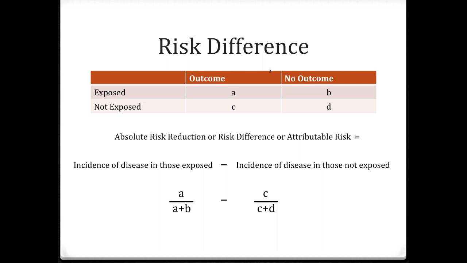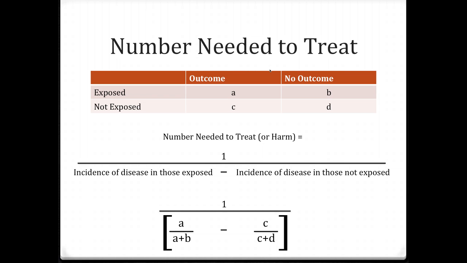The risk difference, also called the absolute risk reduction and the attributable risk: you simply subtract the incidence of the outcome in the unexposed group from the incidence of the outcome in the exposed group, as seen here.